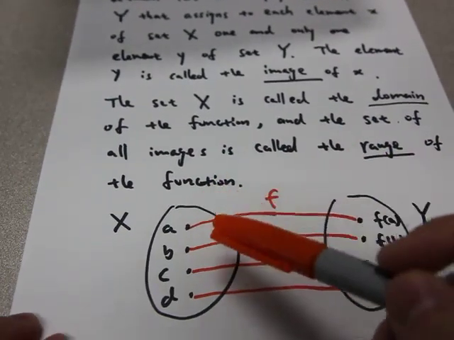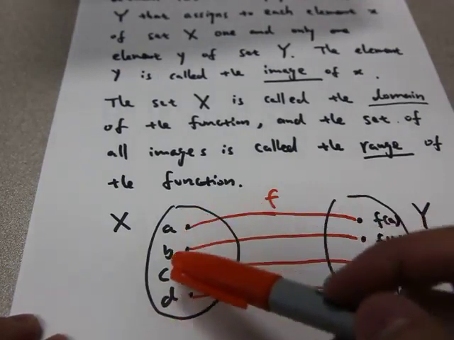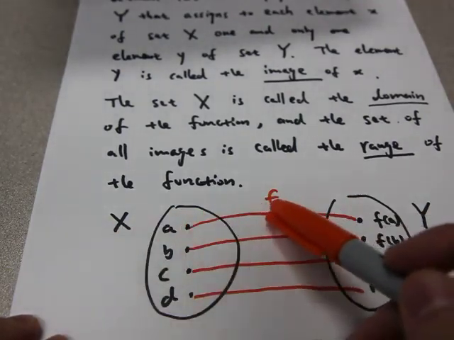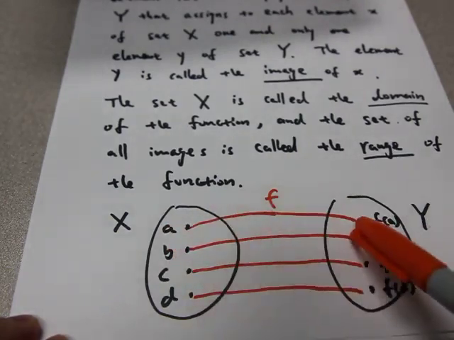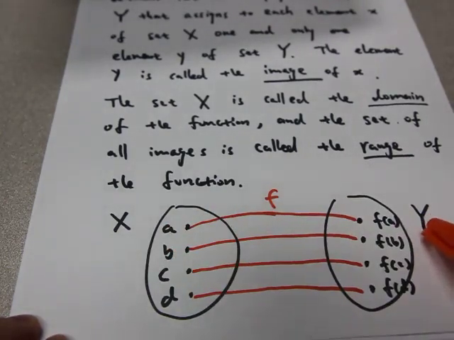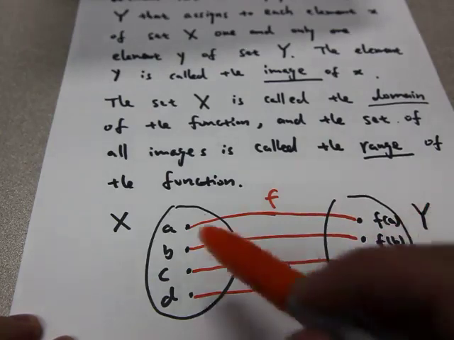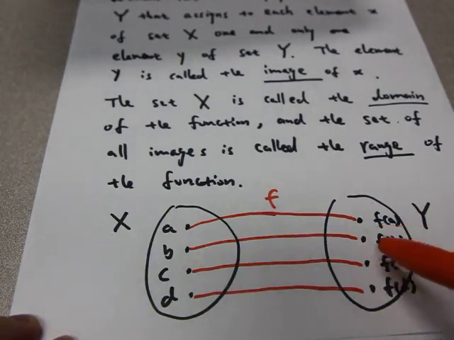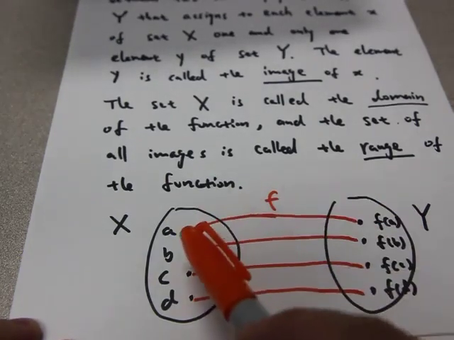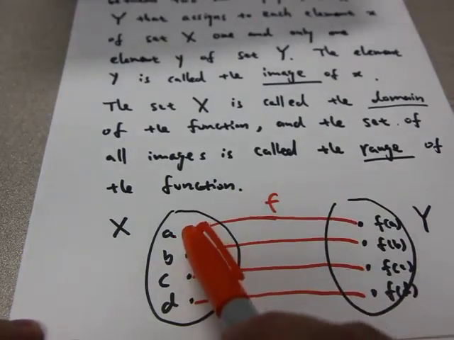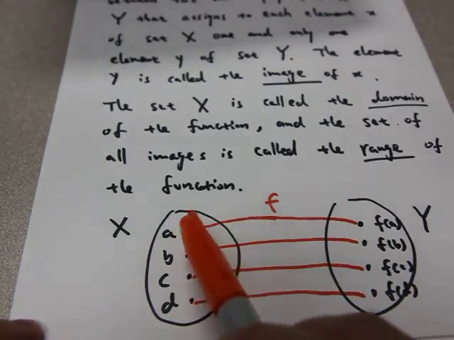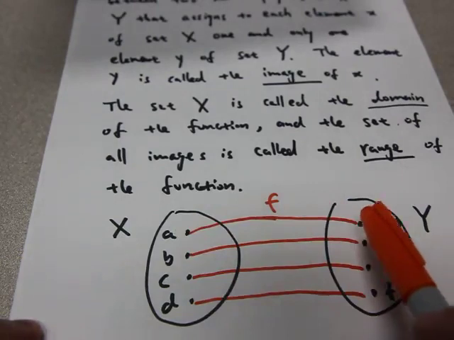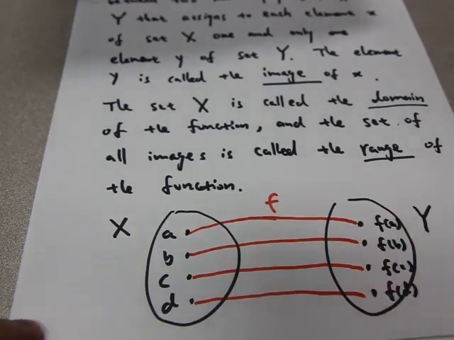So like here, we have 4 elements in the set x, and each element is assigned by this function to a value in the set y. So all these values in the set y are called the images, and you can see for every element in the set x, it is only assigned to one value in the set y.